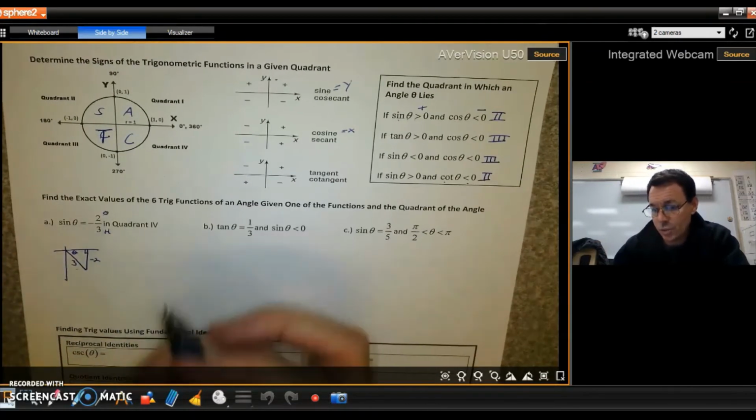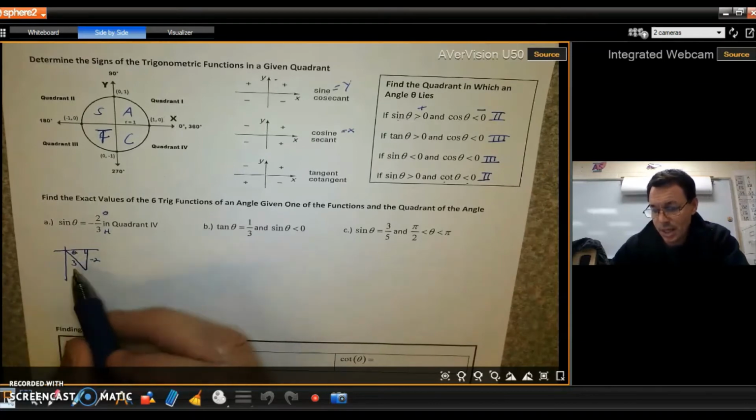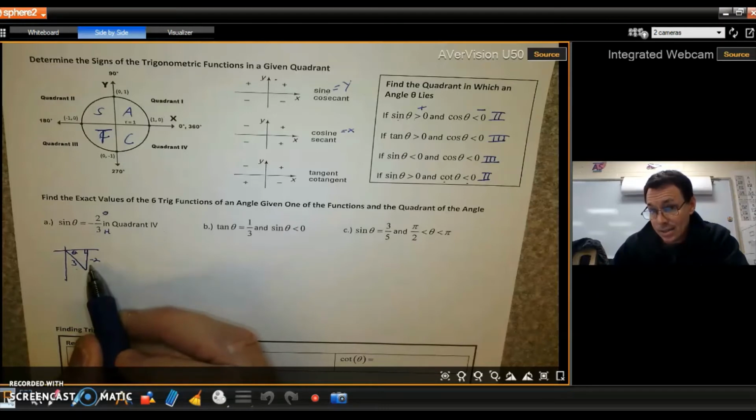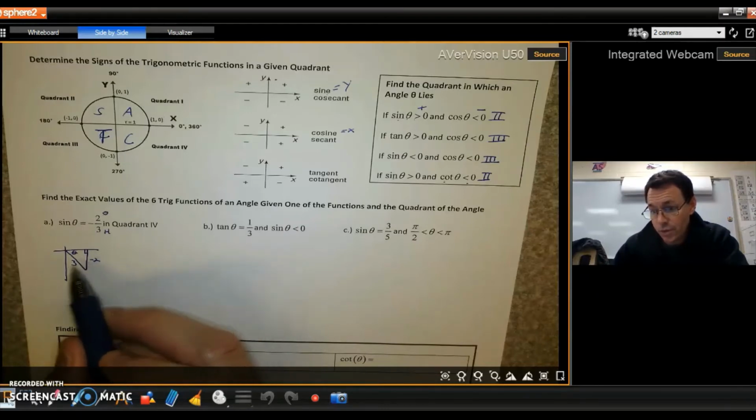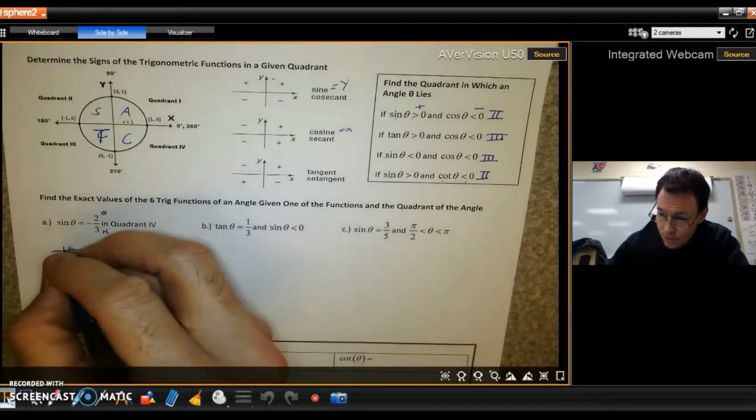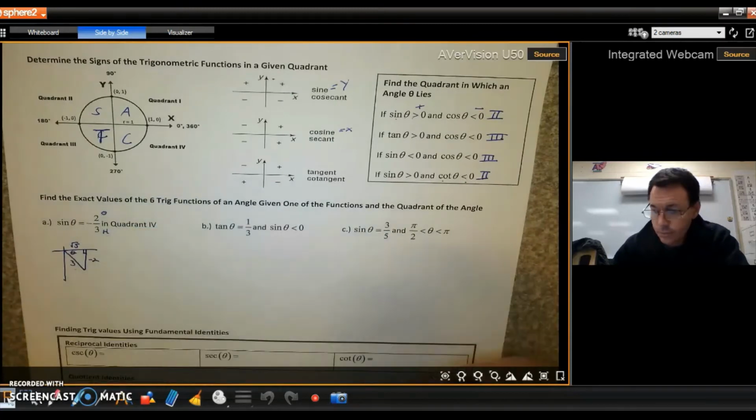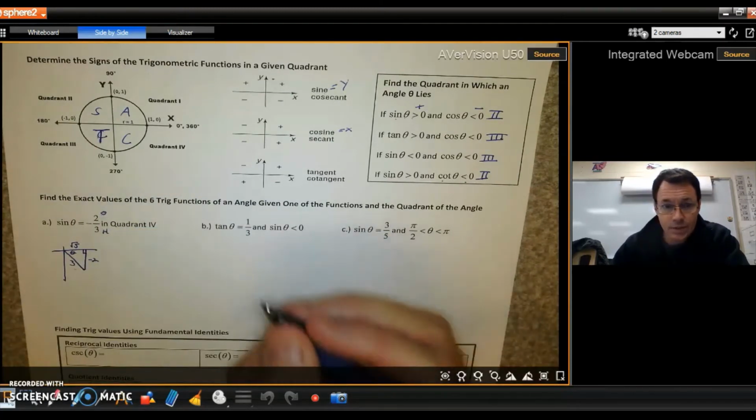And now I just need to use the Pythagorean theorem to find where that missing side is. So that's going to be 3 squared, so 9, minus negative 2 squared, which is 4. So 9 minus 4, that's 5. So this is going to be radical 5. Okay? But now I can answer everything.